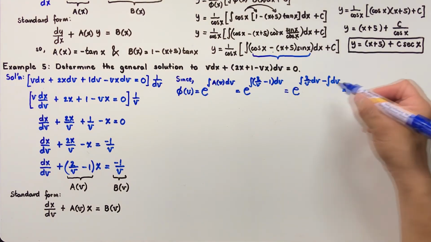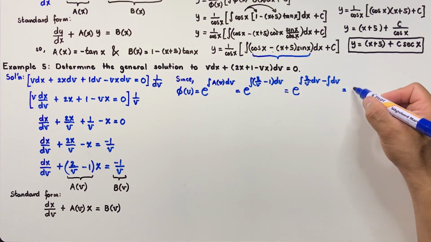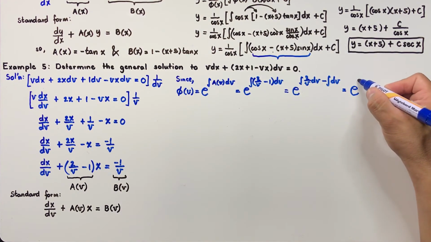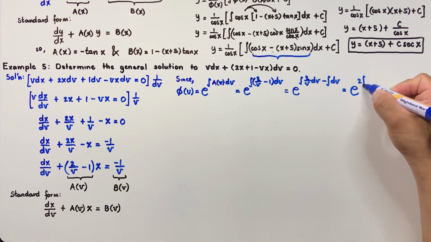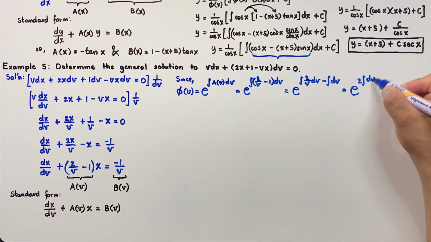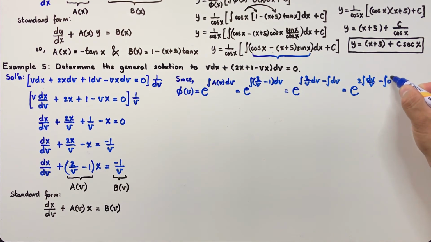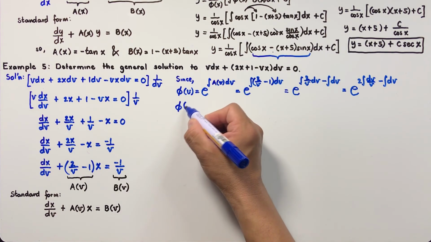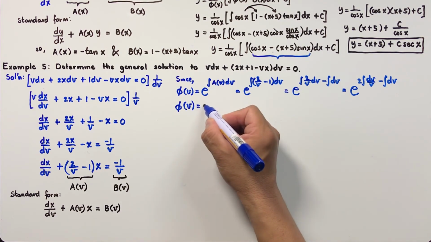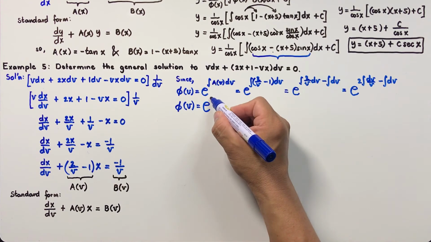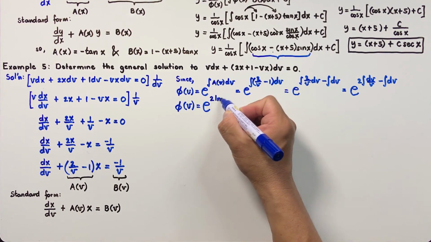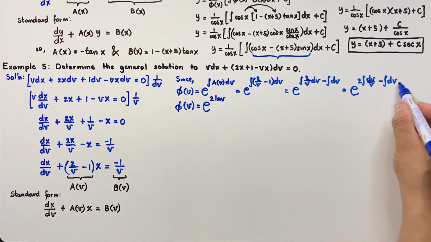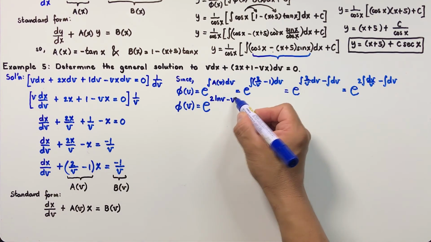So factoring these two outside the integral symbol, we have 2 times the integral of dv over v, and this is subtracted by the integral of dv. So we have our phi of v, which is equal to e to the power of 2 ln v, and the integral of dv is v.